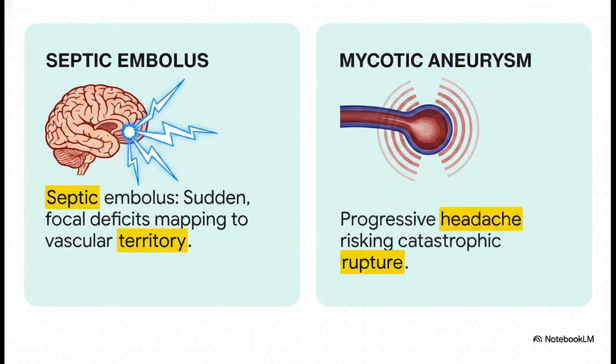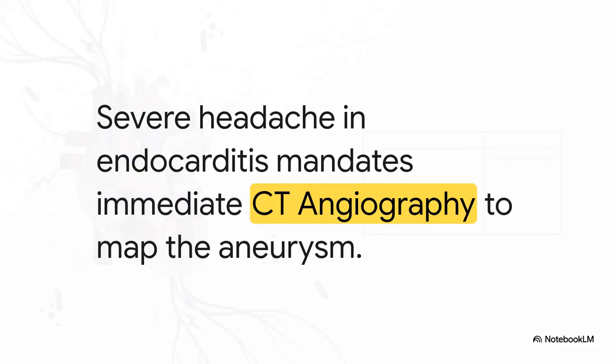This variance box forces you to contrast 2 very distinct vascular catastrophes. A septic embolus presents as a sudden electrical failure. It's an abrupt onset of isolated focal deficits that immediately localize to a specific vascular territory, exactly like we saw with the MCA. Conversely, a mycotic aneurysm presents like a progressive pressure cooker. It manifests as a progressive, unrelenting headache, potentially with new focal cranial nerve palsies, and it steadily escalates until it reaches catastrophic rupture.